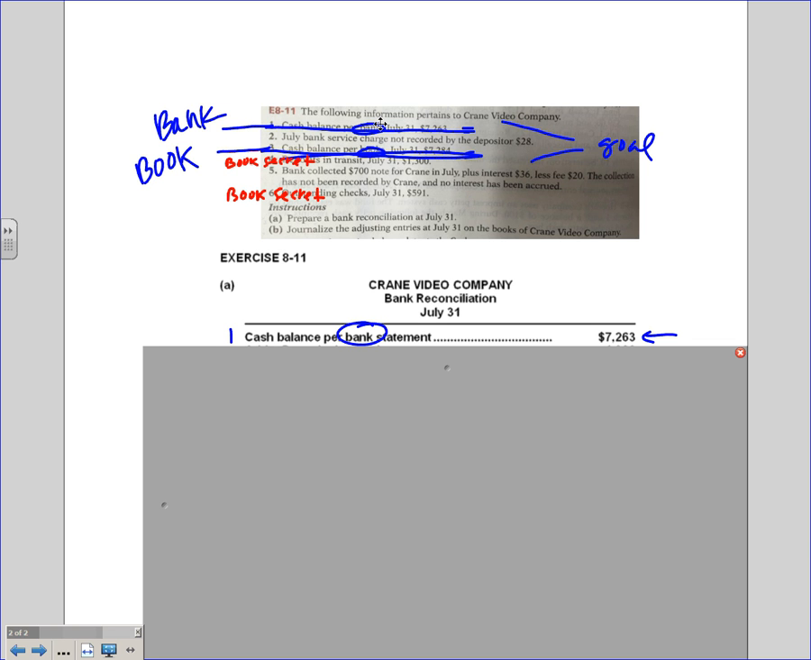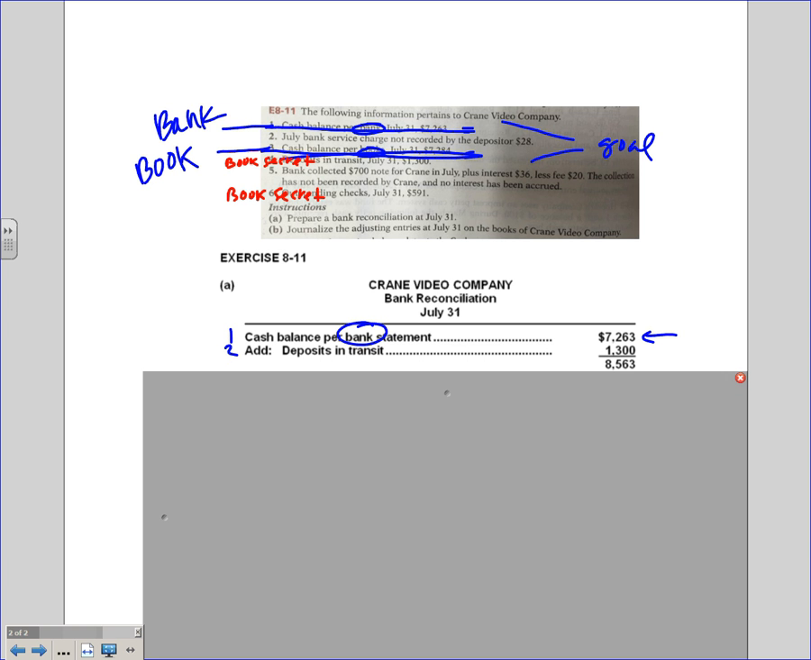So what we're doing down here is sharing secrets. The bank knows one thing, that we have $7,263. That's not the whole story because the book has these 2 secrets. So what we're going to do on line 2 is add any deposits in transit. You wouldn't have to update that. I'm okay with that. I want you to put a plus 1,300 over there though.